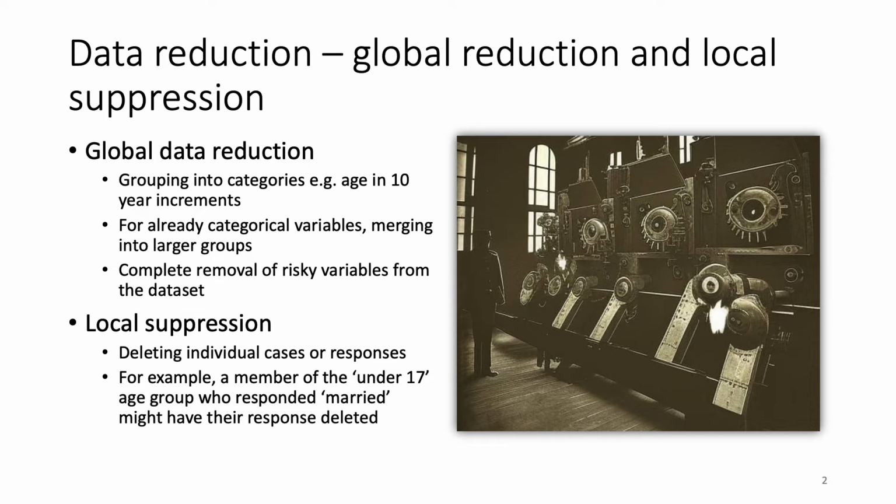In order to achieve K-anonymity with a K of at least 5 in a dataset, you use what are called data reduction techniques, including global data reduction and local suppression. Global data reduction includes grouping variable responses into categories, for example, age in 10-year increments, or for already categorical variables, merging them into larger groups. And in extreme cases, data reduction includes the complete removal of risky variables from the dataset.